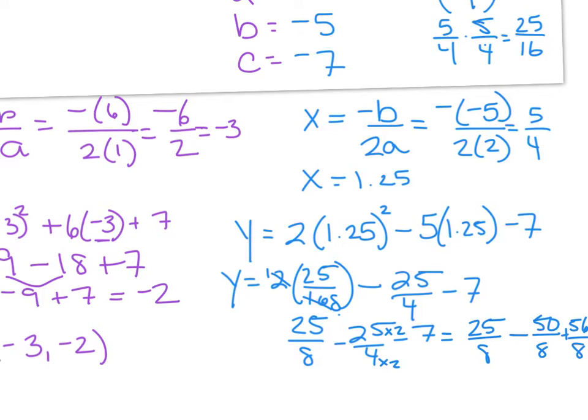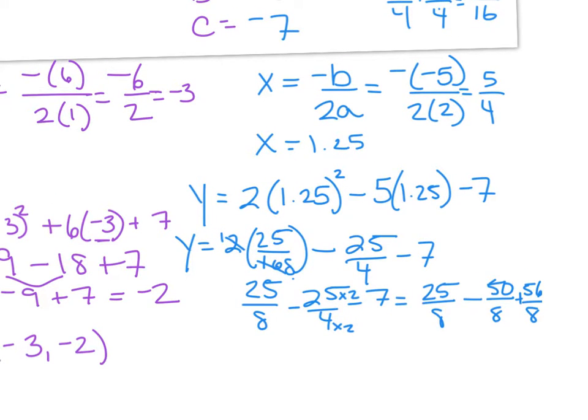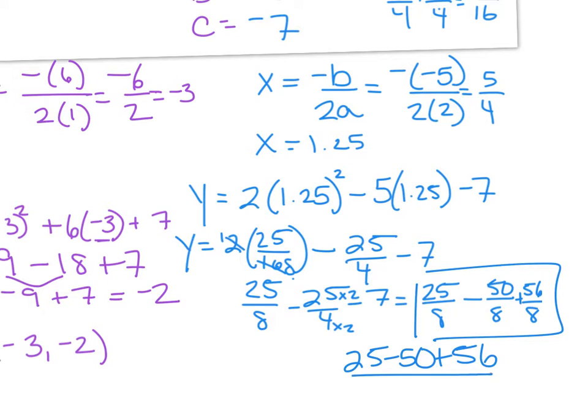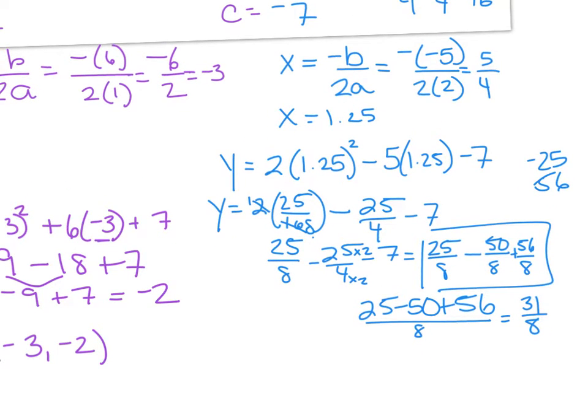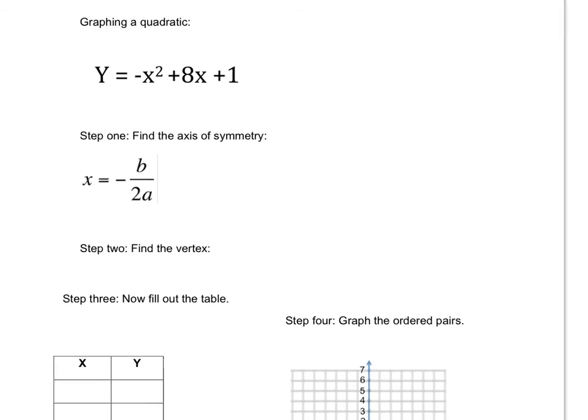So now that the bottom of our fraction is the same, we're going to then subtract the tops. So you have 25 minus 50 plus 56, all over 8. So 25 minus 50 is negative 25, plus 56, you're going to have positive 31 over 8. Even though it's messy, it's still doable. And you've got your ordered pair of 1.25 and then 31/8, or you can find the decimal for that. Okay, so we'll do one more example.